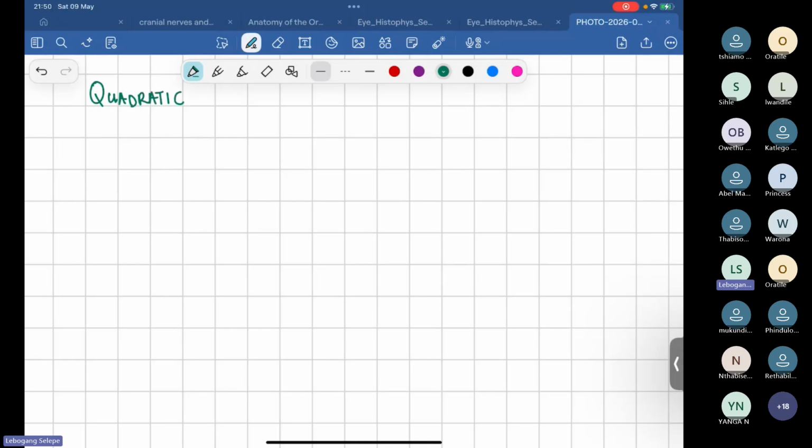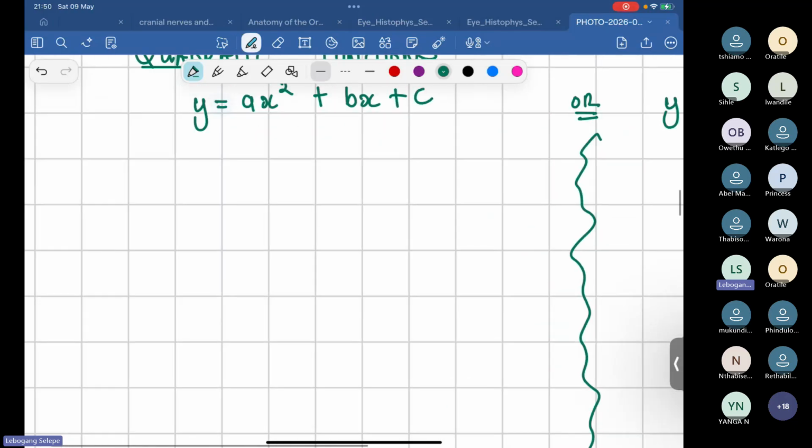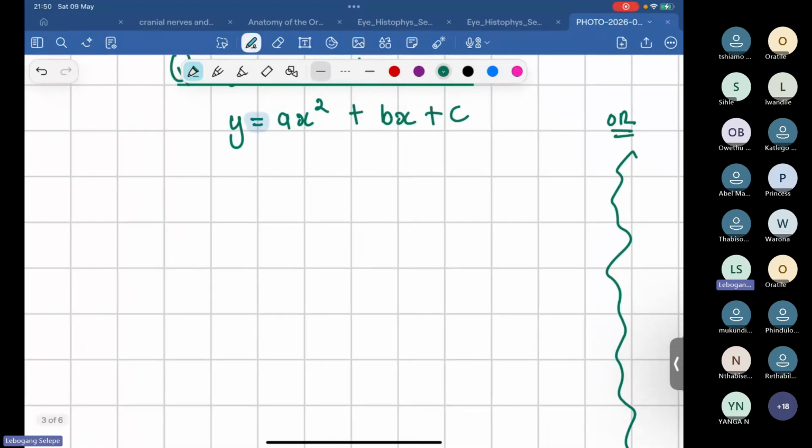So quadratic functions, as I said, the equation of a quadratic function can be written as y equals ax squared plus bx plus c. I'm going to start with this one before I show you the other one, because I can also write it as y equals a(x plus p) squared plus q. Right? So now let's start with this one on this side.